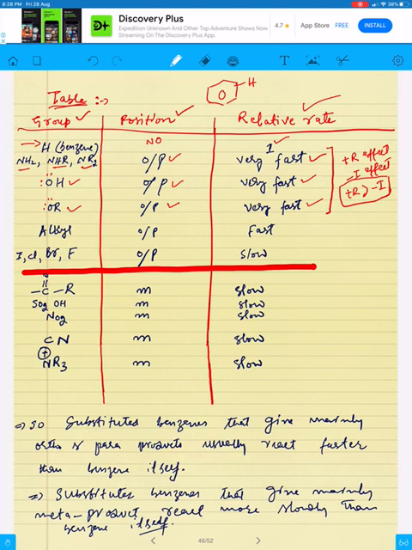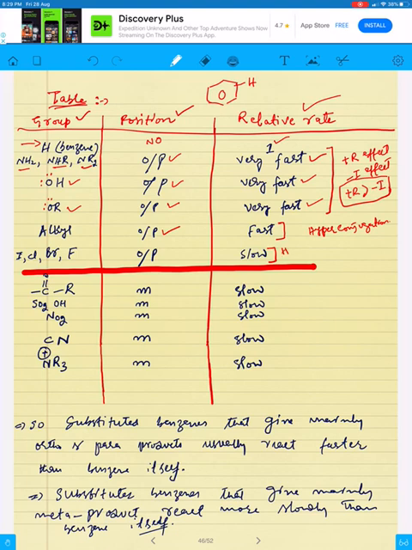Then you have alkyl groups and you have halogens. In case of alkyl groups, they are also ortho para-directing, right? So the rate of reaction is fast. And what kind of effect operates in them? The effect is known as hyperconjugation.